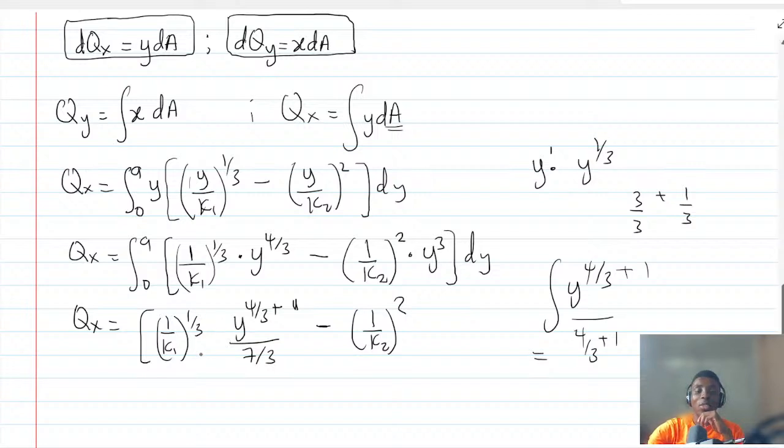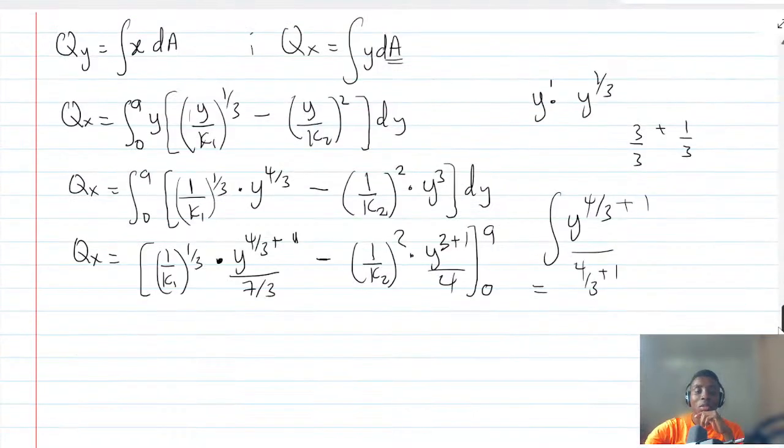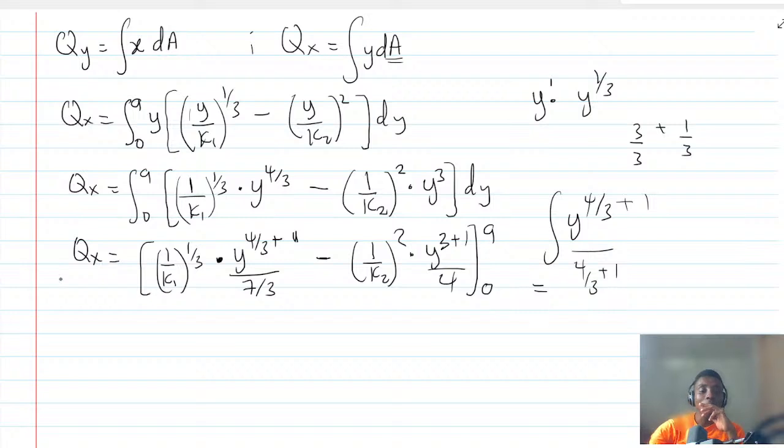Please, the constant is not subtracting, it's actually multiplying. So y cubed plus 1 divided by 4. And then we are doing the integration from 0 to a, which means that wherever you see y, you put 0 there. Okay, so Qx will now become what?